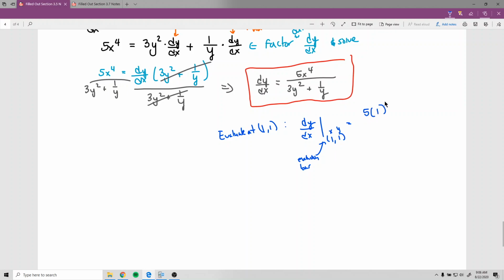So we get 5 times 1 to the fourth over 3 times 1 squared plus 1 over 1. And then simplify this number. 5 times 1 to the fourth is 5. On the bottom, we have 3 times 1 squared is 3, plus 1 over 1, which is 1, and 3 plus 1 is 4. So the derivative at this point, dy over dx, is 5 over 4. And of course, just like before when we dealt with derivatives, if you plug in a number, you should get out a number. That's exactly what's going on here.